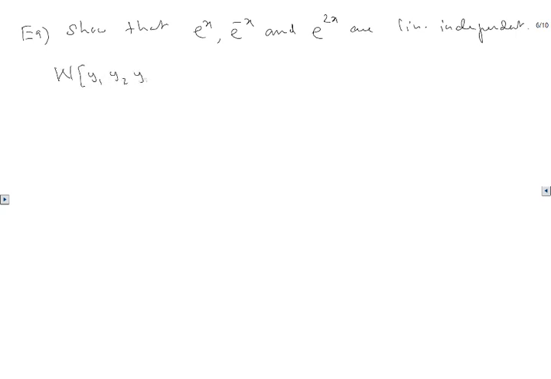So we have y1, y2, y3, those are three functions. Let's plug in. You're going to get e^x, e^(-x), e^(2x). Let's take the derivative. So it is e^x, negative e^(-x), 2e^(2x), and then the second derivative: e^x, e^(-x), 4e^(2x). Now the question is how to find the determinant of this one.